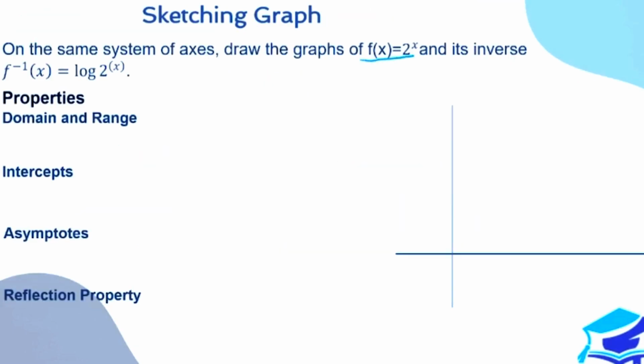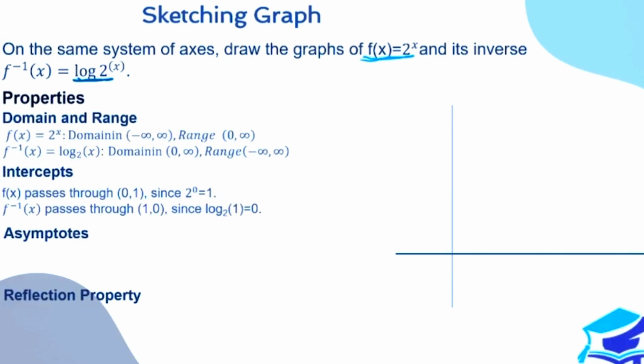On the same axis, draw the graph f(x) = 2^x and its inverse. Its inverse will be the logarithm base 2 of x. Determine the properties for each individual graph.